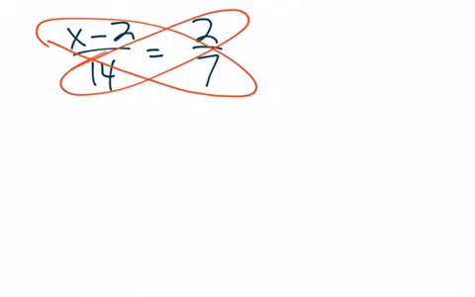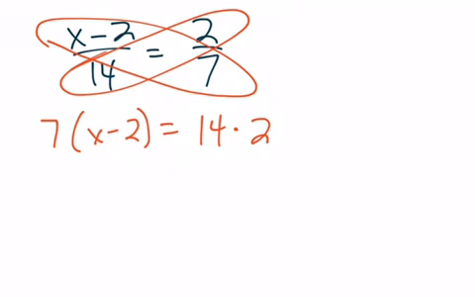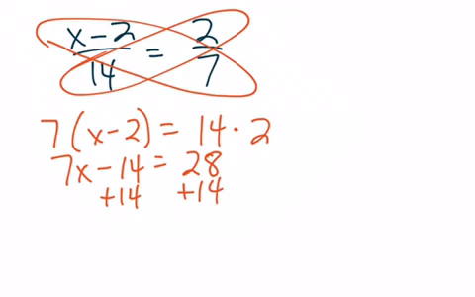Yeah, distributive property, right? Okay, so now I'm going to distribute 7 times x minus 2 is equal to 14 times 2. Okay, distribute the 7. Now we got that two-step equation, in which we get our solution, which would be equal to 6. Okay. Paul?